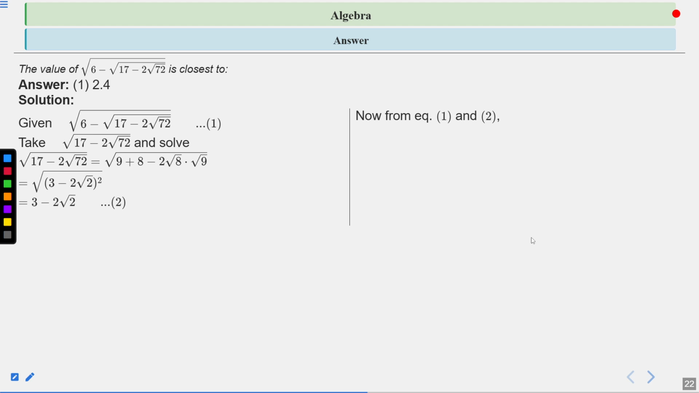Now we can put this value. From equations 1 and 2, we get under root 6 minus 3 plus 2 root 2. Now we get under root 3 plus 2 root 2, which when we simplify it becomes under root 2 plus 1 whole square. So we get root 2 plus 1. Now the value of under root 2 is 1.41, and we add 1. So we write 1.41 plus 1, which becomes approximately 2.4. So the first one is the correct answer of this question. Next one.